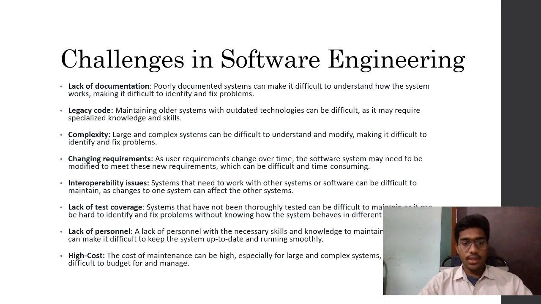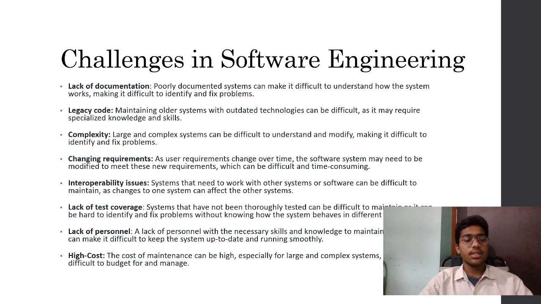Interoperability issues. Systems that need to work with other systems or software can be difficult to maintain, as changes to one system can affect the other system. So when we are using one system, that means a software in a system, it is in such a way that the software that we selected for the system is changed. So it is the same as before that we used in this system. So it is about interoperability issues.